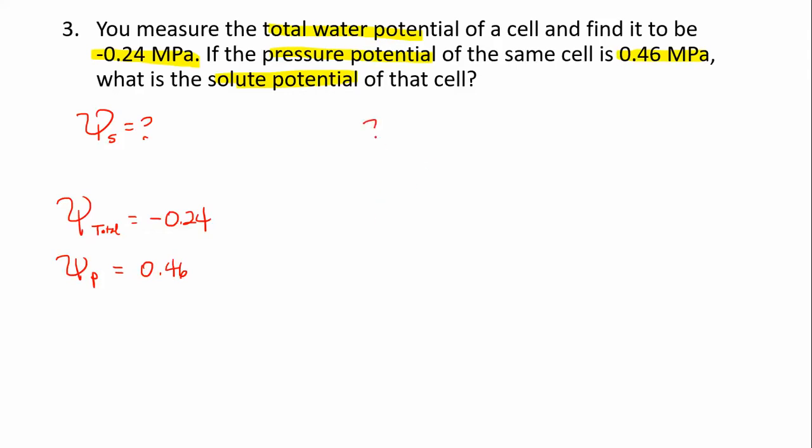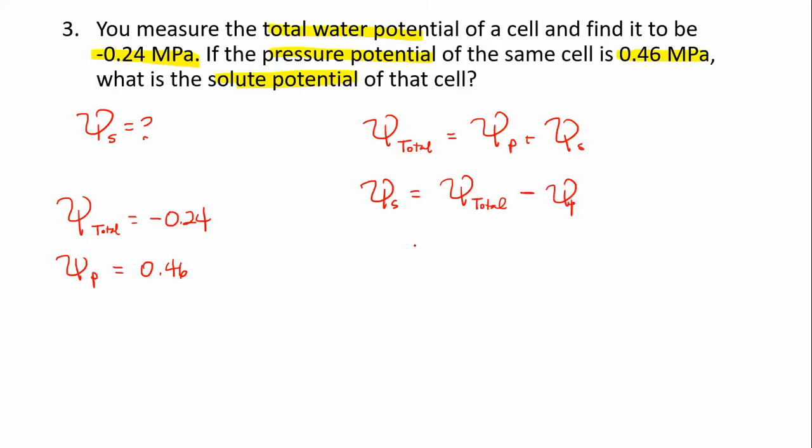Well, if we want to find that out, we've got this handy dandy formula. So if we want to solve this formula for our solute potential, we can subtract the pressure potential from both sides, and that will give us our solute potential is going to be our total water potential minus our pressure potential, which if we plug in numbers is going to give us negative 0.24 minus 0.46, which is going to be negative 0.7.